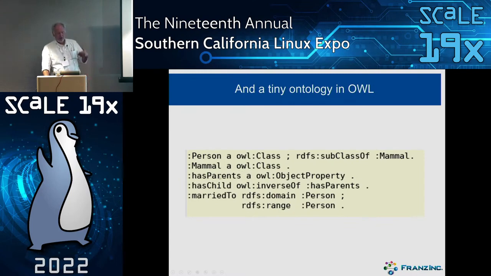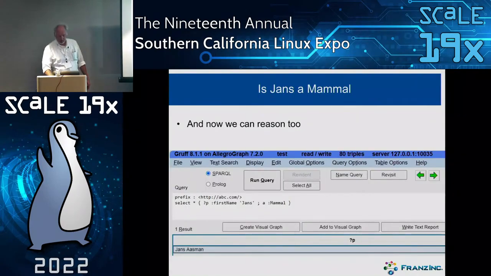And I can describe predicates. I can say has parents is an OWL object property. And then I can add something to start reasoning. I can say, well, has child is the inverse of has parents. So in my database, I have that Hans has parents, Sophia and Jans, right? But by telling the system that has child is the inverse of has parents, oh, well, I can start reasoning.